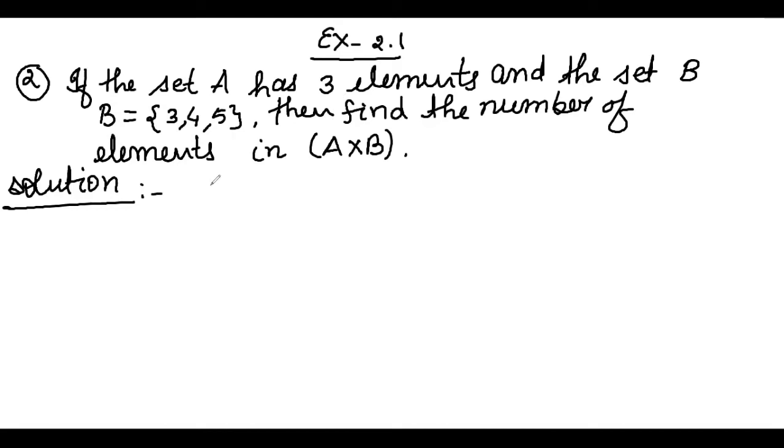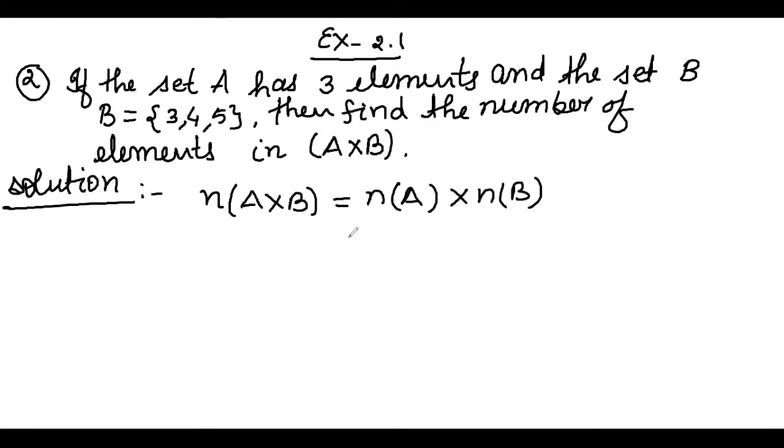Very simple it is. So we know that whenever we have to find the number of elements in the Cartesian product of 2 sets, we know the formula: number of elements in A into number of elements in the second set B. So here A has 3 elements, and B has 3 elements. So finally we'll have 9 elements. So this is our answer.